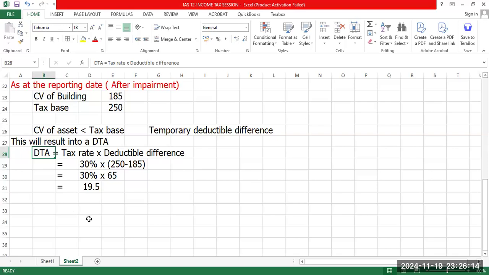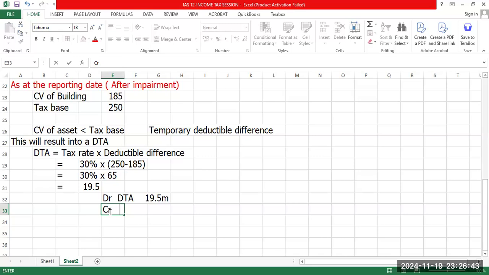A deferred tax asset. If you were to draw your journal entries, you debit your asset, deferred tax asset, because this is an asset. All assets have a debit balance. They increase by debiting. Then we credit what, colleagues? This is an income which will go to profit or loss as a tax credit.